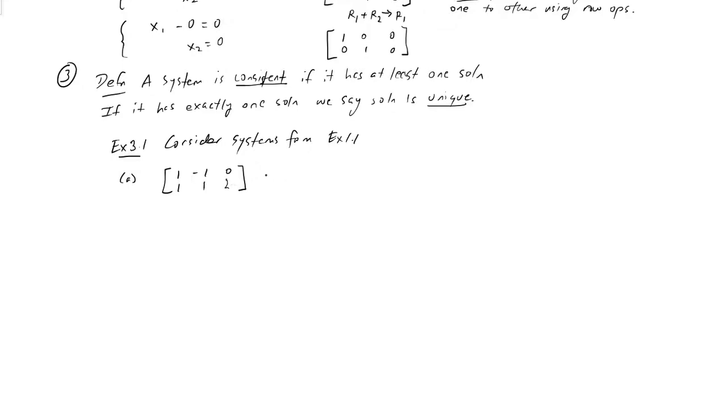So, and if we did row operations on this, I claim that we'll get 1, 0, 1, and 0, 1, 1. Okay, that's x1 equals 1, and x2 equals 1. We saw that by looking at the intersections of the lines, but we can also do this algebraically. And this is unique. There's only one solution. It's the point 1, 1. And consistent.